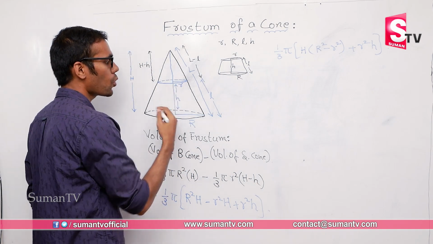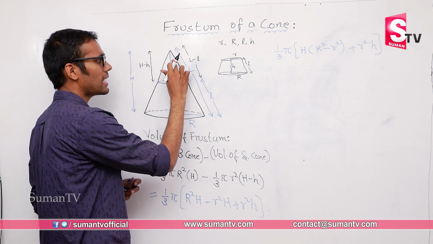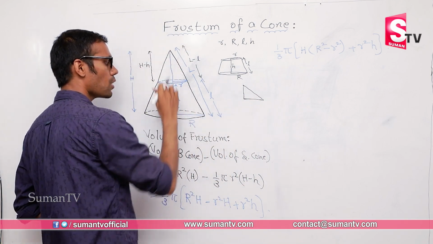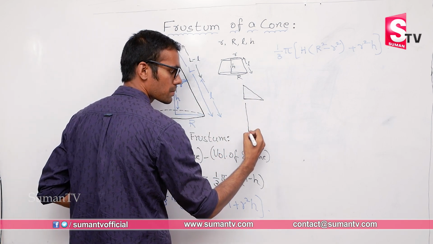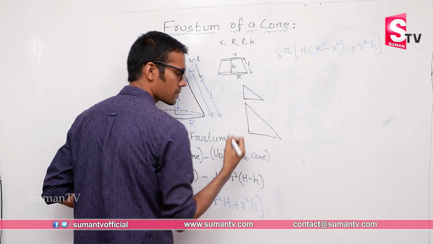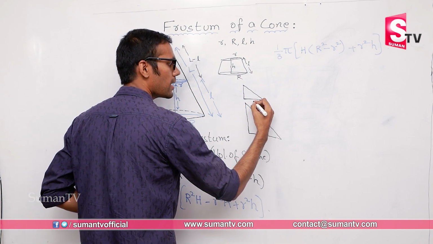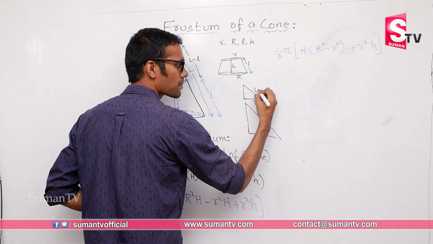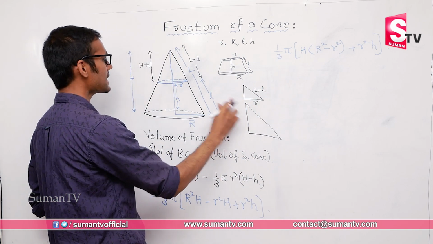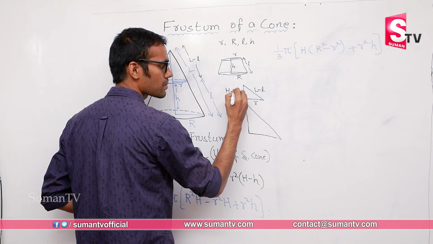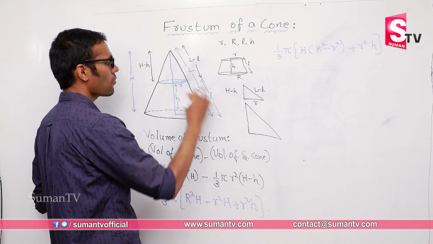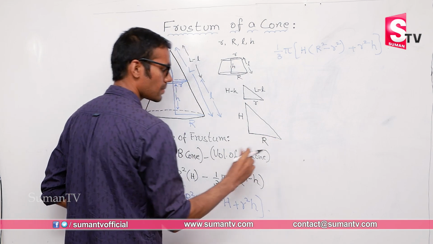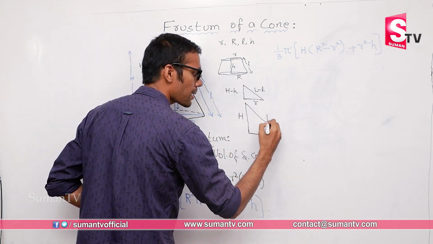If you look at this cone, you have two similar triangles. One is the smaller cone and the other one is the whole bigger cone. For the smaller cone, we have the base as small r, the hypotenuse as capital L minus small l, and the third side will be capital H minus small h. For the bigger cone, what all do we have? We have capital H as the height, the base as capital R, and the hypotenuse as capital L.